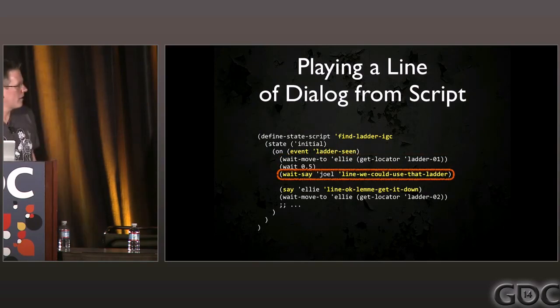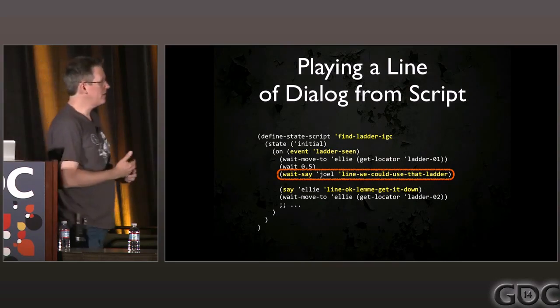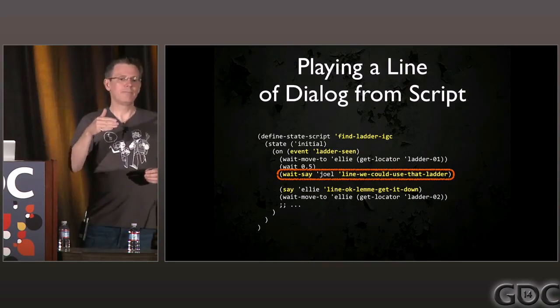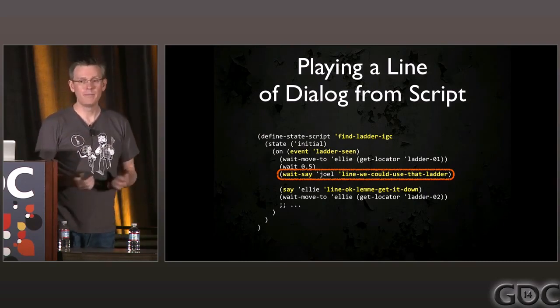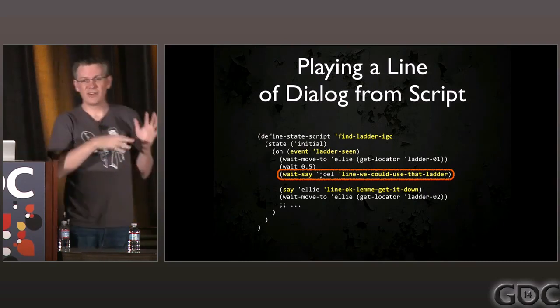Now here, we're calling a function called waitSay. And the idea here is that the script actually goes to sleep as soon as that line of dialogue is triggered, and it only wakes up again when the line is done. This allows us to not have to hard code durations into our script.